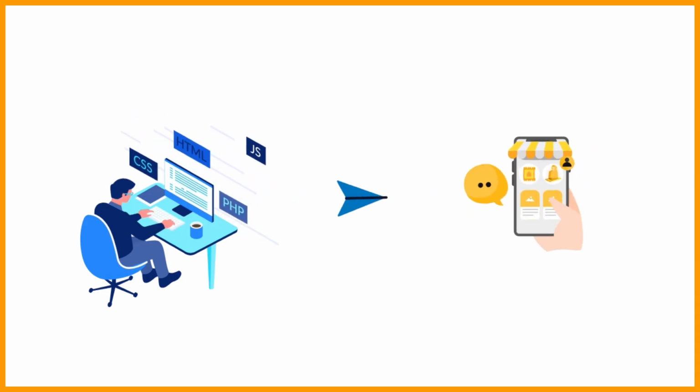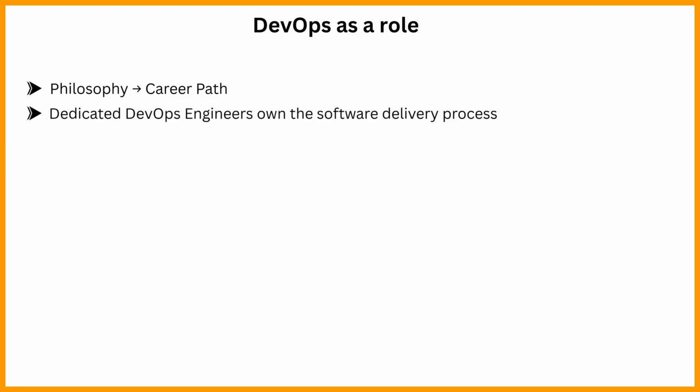With all these tools and processes, it's no surprise that DevOps has become a specialized career path. Let's look at DevOps as a role. DevOps has evolved from a philosophy into a defined career path. Today, many companies hire dedicated DevOps engineers. These professionals don't necessarily write application code, but they are essential to building, maintaining, and automating the entire delivery process.